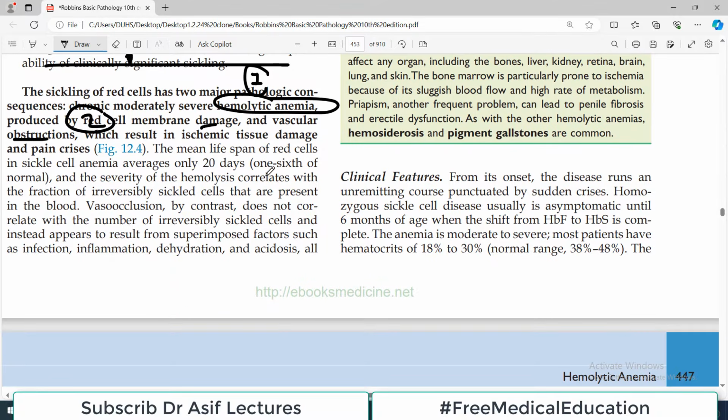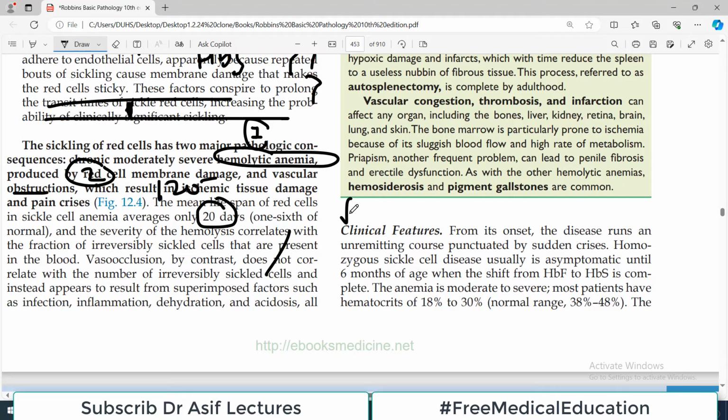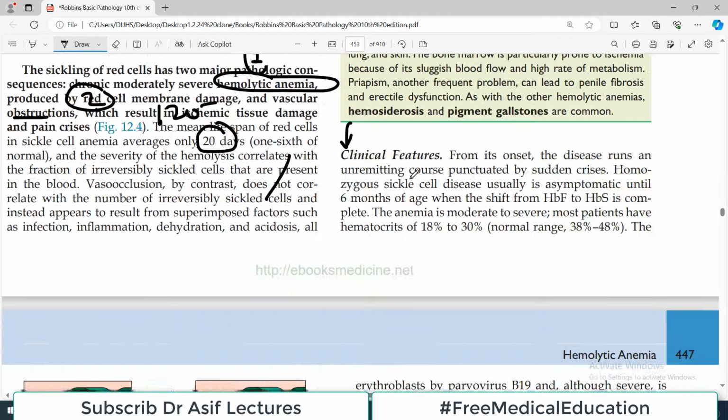Okay, the mean lifespan of red blood cell in sickle cell anemia is only about 20 days as compared to 120 days in the normal red blood cell cycle. Vaso-occlusion, by contrast, does not correlate with the number of irreversibly sickled cells, so that's not an important line to pay attention to. Now, the clinical features of these patients, and then I will come back to this morphology box towards the end of the video.